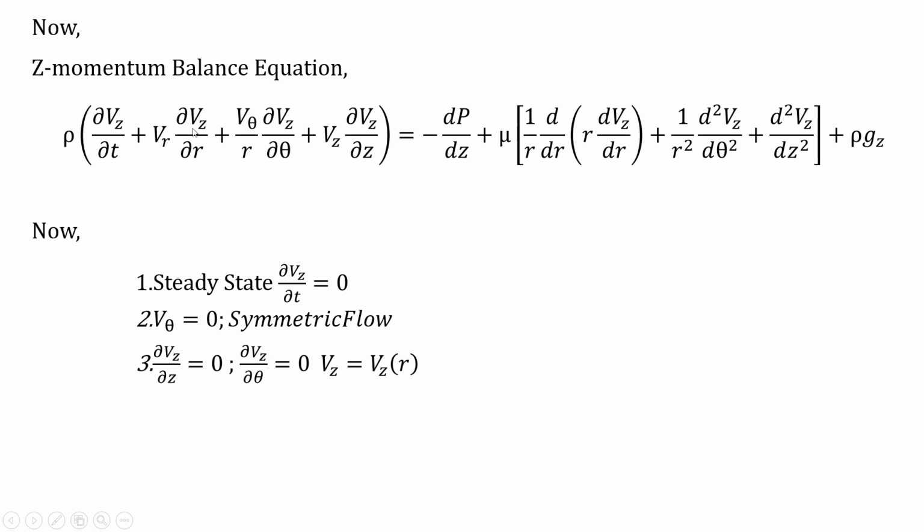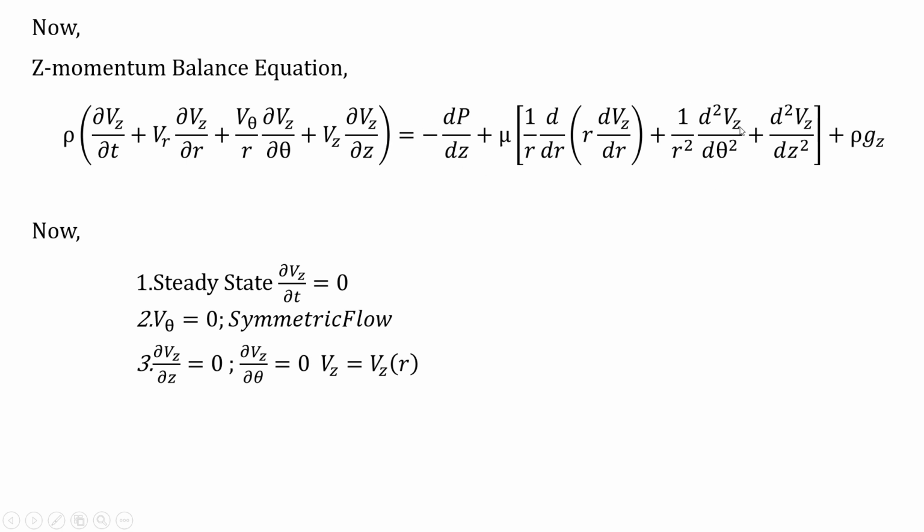Now let's write the z momentum balance. So the z momentum balance is given by this whole equation. This is the z momentum balance for cylindrical coordinates. Now the condition states that it is steady state, so dVz by dt equals 0. Vr is not equal to 0, so this term will remain. V theta is equal to 0, so this term will vanish. And dVz by dz equals 0, so this term will vanish. Now dp by dz will be there.